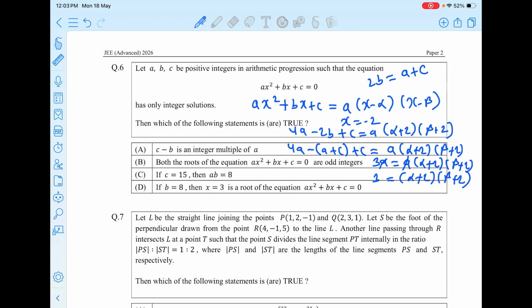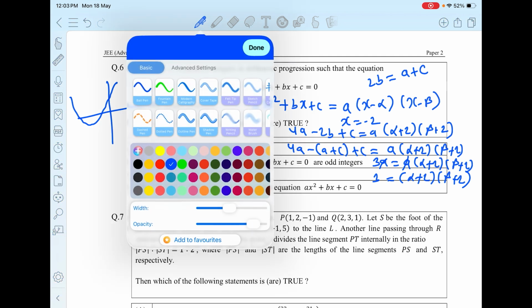Now see, they are saying it has an integer solution, so alpha and beta must be integers. So 3 is equal to (alpha plus 2)(beta plus 2), and alpha and beta have to be negative, because all this is positive, and you can see that at 0 the value is positive and the minima will exist for negative values of x, so the graph will be like this. So that means both the roots have to be negative.